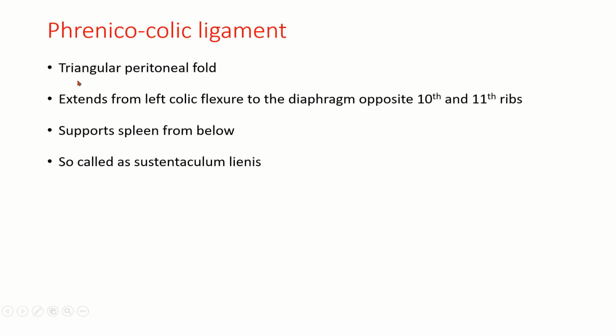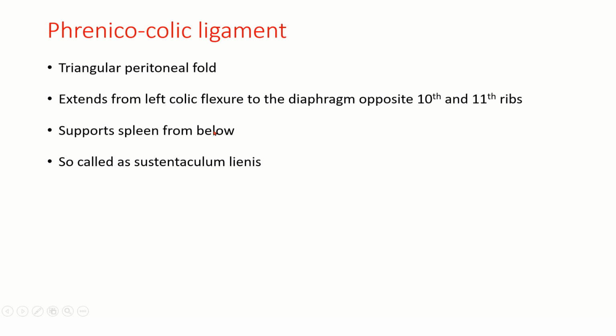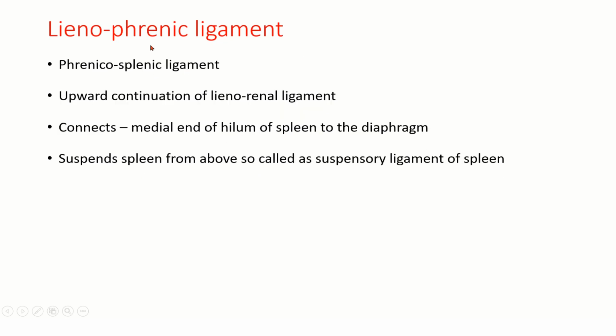Phrenicocolic ligament is a triangular peritoneal fold that extends from the left colic flexure to the diaphragm, opposite the 10th and 11th ribs. It supports the spleen from below, so it is called the sustentaculum lienis. Lienophrenic ligament, or phrenicosplenic ligament, is the upward continuation of the lienorenal ligament. It connects the medial end of the hilum of the spleen to the diaphragm and suspends the spleen from above, so it is called the suspensory ligament of the spleen. So, sustentaculum lienis is the phrenicocolic ligament, whereas the suspensory ligament of the spleen is the lienophrenic ligament.